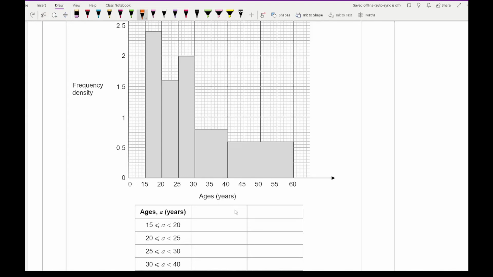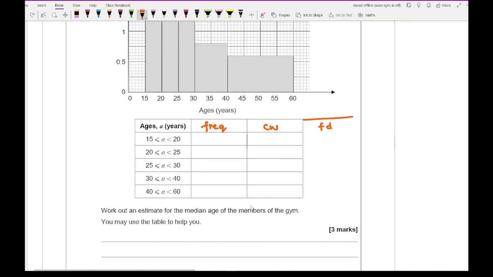Now, first things first, we need to complete the table. So we need to work out what the frequency is. We then need to work out, now I'm going to add an extra column. So I'm going to have class width, and I'm going to have frequency density. Now the frequency density is just there basically, well, it's actually not really needed.